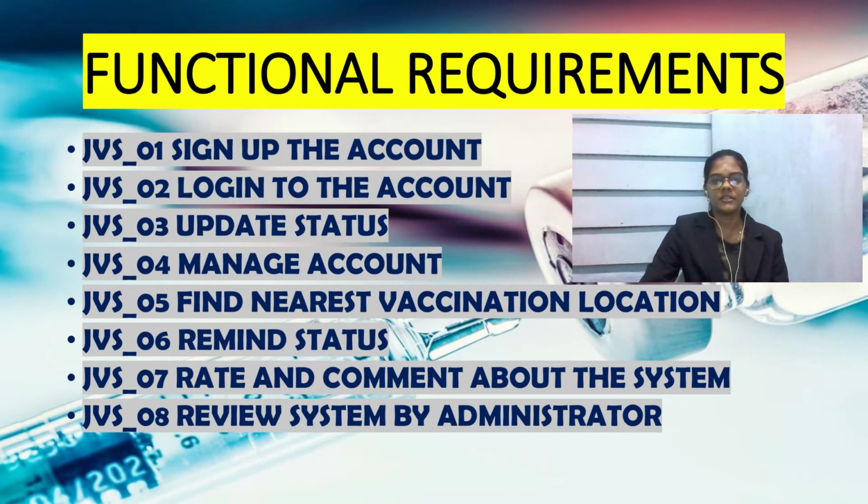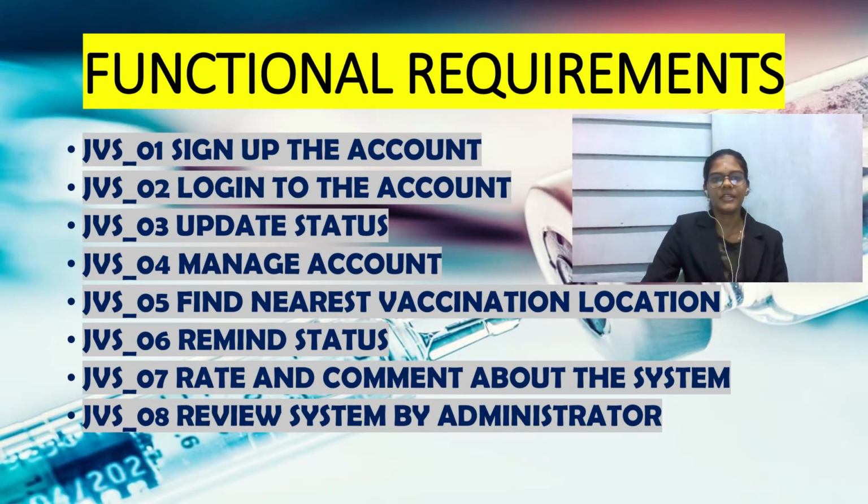The user can choose the nearest location and view the details of the location. The user can choose either Waze or Google Maps to direct to the location. JVS06, remind status. Here, the administrator can set the date of vaccination day. The user can view the date of vaccination day and choose the platform for the reminder. The system should prompt a message showing the reminder has been set successfully. The system should remind the user on the vaccination date through the platform selected.